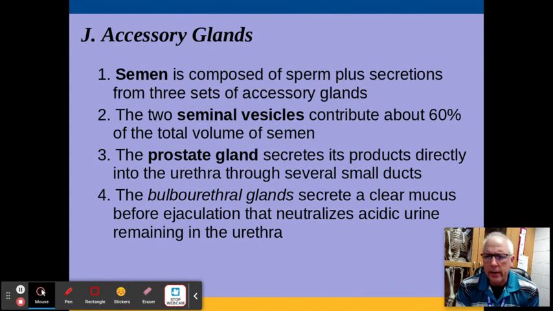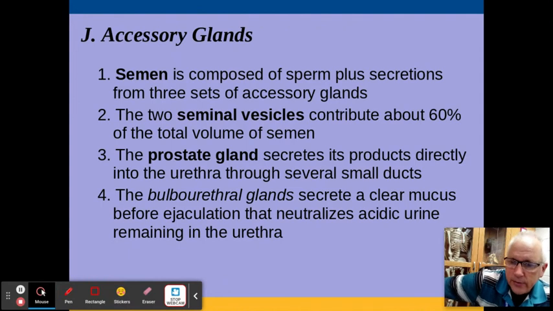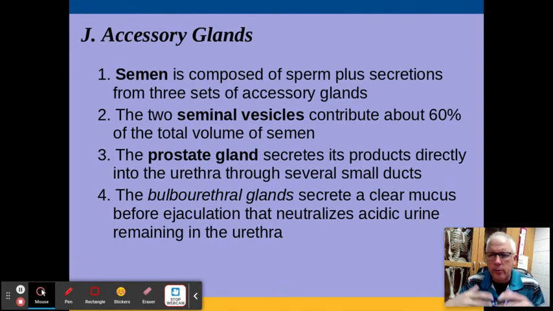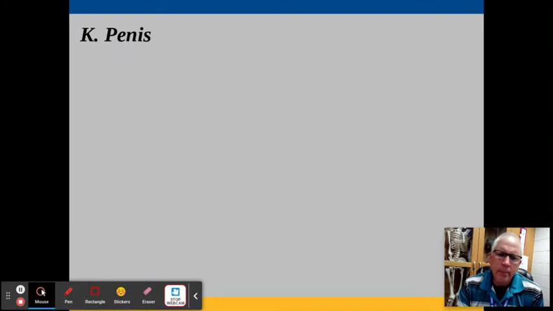The prostate secretes things into the urethra through several small ducts, and it kind of triggers the release of those sperm. And then the really important thing, I don't know if you caught that before, but the urethra is where the sperm goes through. Unfortunately, that's also the same tube that urine comes through. So we have this thing called the bulbourethral glands that secrete a clear mucus, and that neutralizes the acidic urine that remains in the urethra and gets that out, so that's not going to transfer with the sperm into the female system. All right. So pretty simple system.